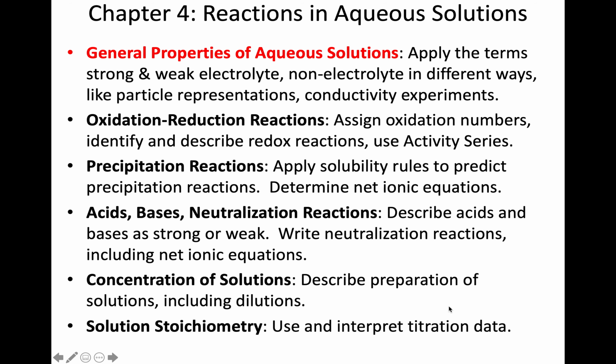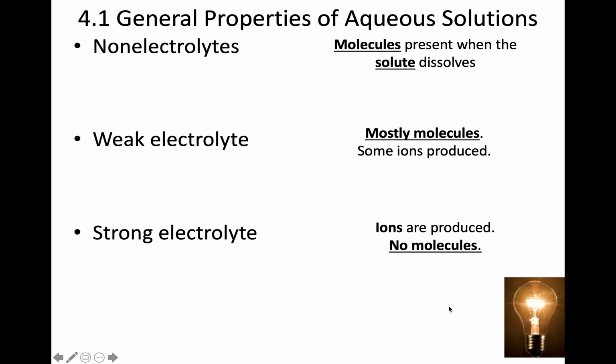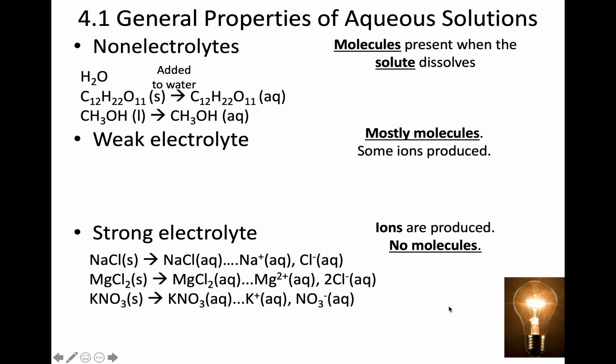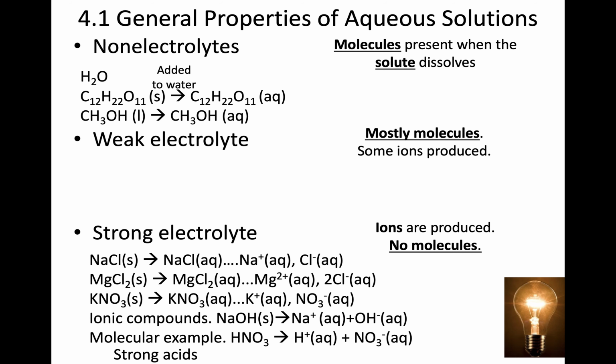Looking at Chapter 4, we began by looking at general properties of aqueous solutions. We classified them in different ways: non-electrolyte, weak electrolyte, and strong electrolyte. We saw examples that were non-electrolytes, in which we had molecules staying together when they dissolved in water, and strong electrolytes that dissociated, the manner in which they dissociated, whether we had polyatomic ions or the resulting cations and anions present.